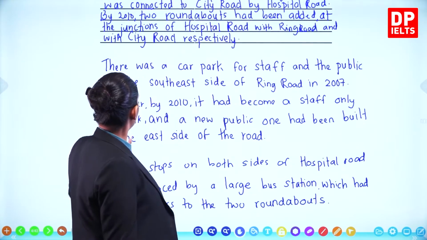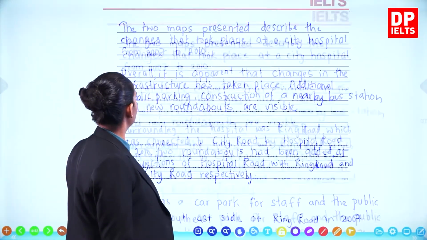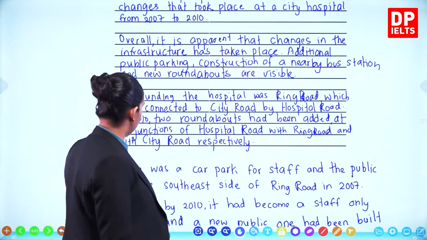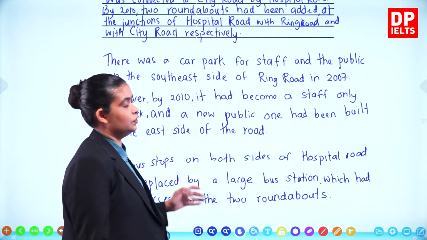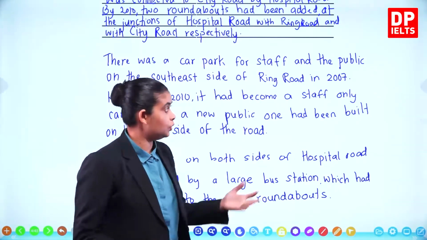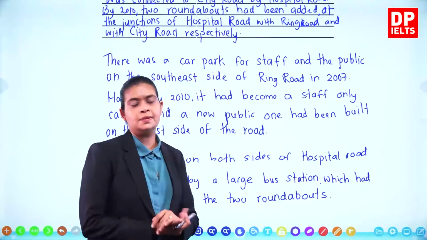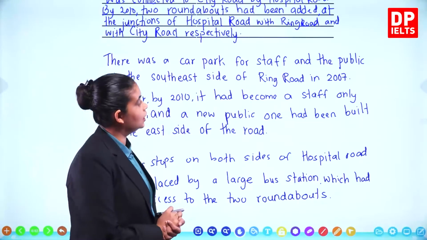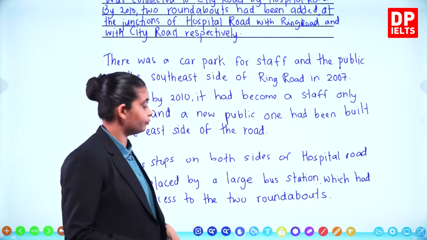I've written it in, I've given the intro, written the overall view, and then I've written 3 body paras to talk about the different changes that have happened. You can choose to write it in 2, right? Maybe 2007 and then in comparison to that 2010, right? It's totally up to you.